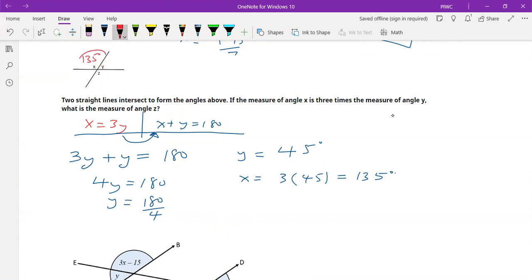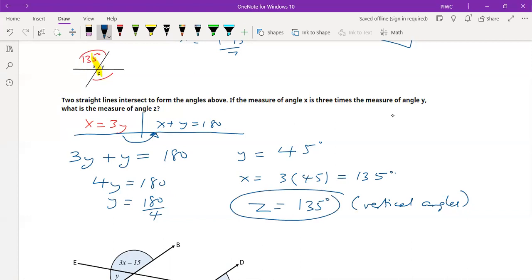All right. Now, what do we know about x and z? If you have two lines intersecting, the opposite angles here are vertical angles. So z is going to be the vertical angle to x, right? So it means that the value of z will be the same as 135 degrees, since vertical angles are congruent. So those are vertical angles compared to the x. So that'll be your answer. All right. So a very interesting question.